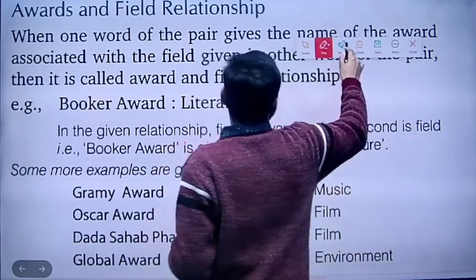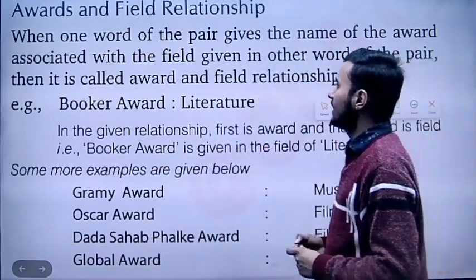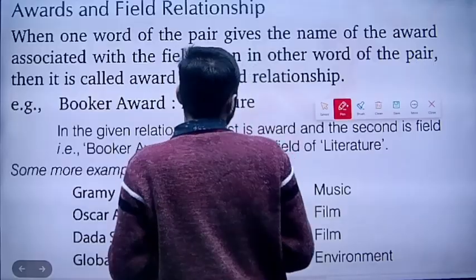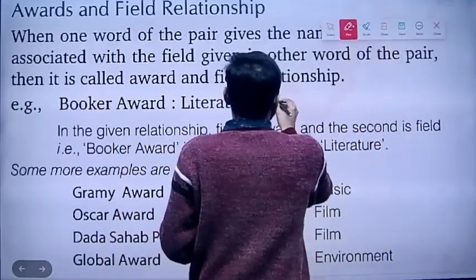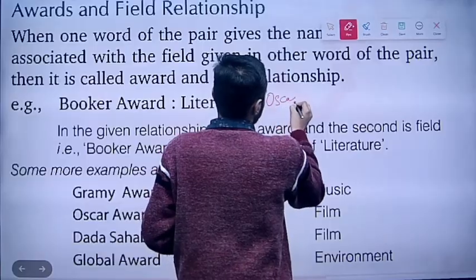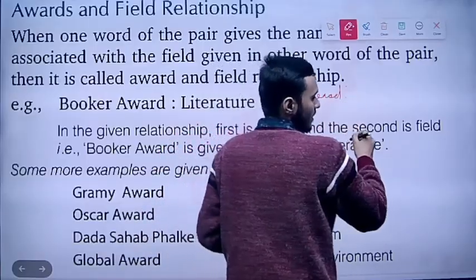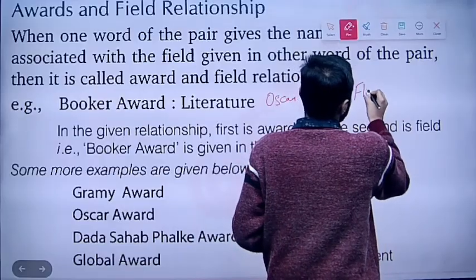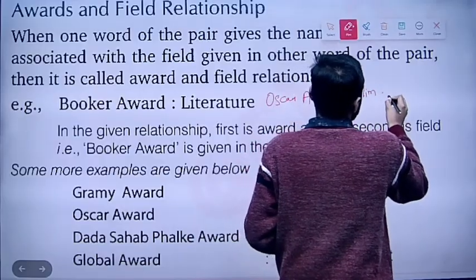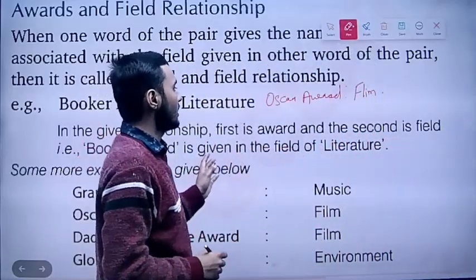Now if we look at another analogy type question, you will find the award and field relationship. In this relationship we will find questions like Oscar award is equal to film. Then we have, see, Oscar award is equal to what, like film.